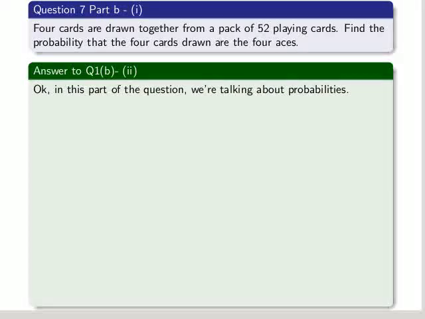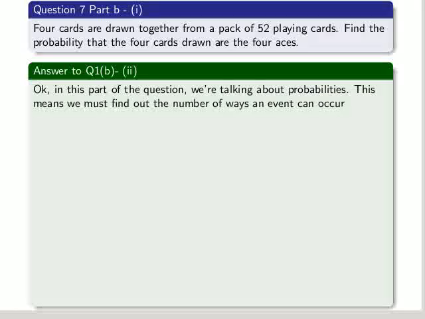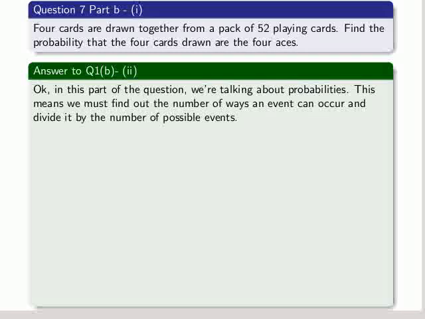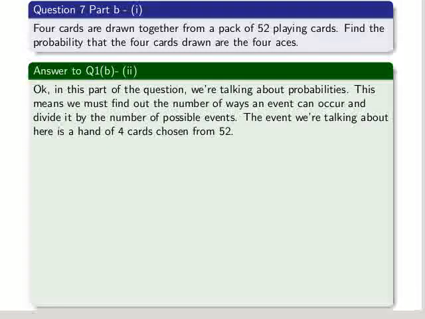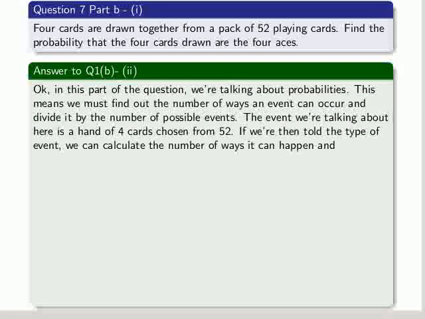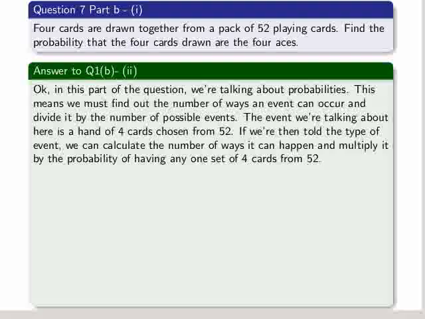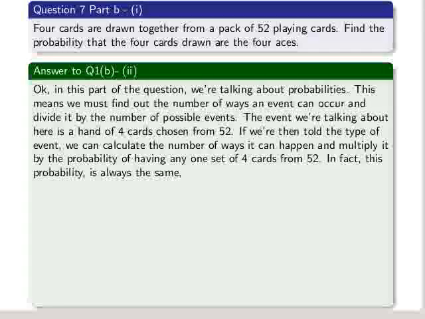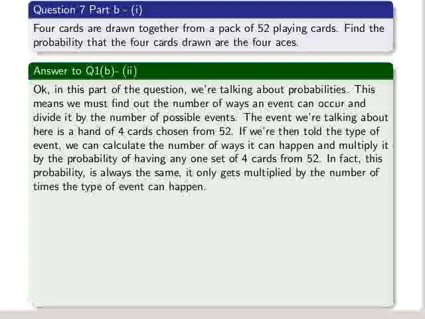Okay, in this part of the question we're talking about probabilities, not just combinations. This means we must find out the number of ways an event can occur and divide it by the number of possible events. The event we're talking about here is a hand of 4 cards chosen from 52. If we're then told the type of event, we can calculate the number of ways it can happen and multiply it by the probability of having any one set of 4 cards from 52. In fact, this probability is always the same.